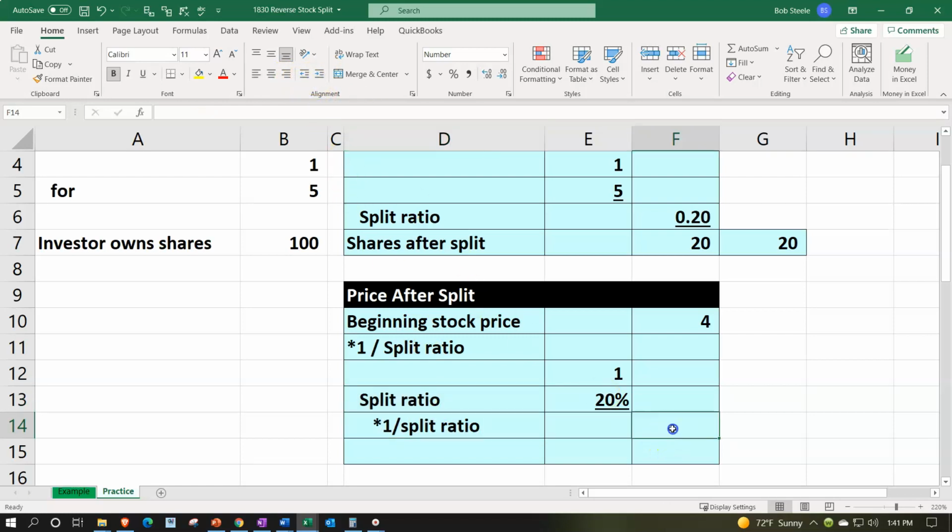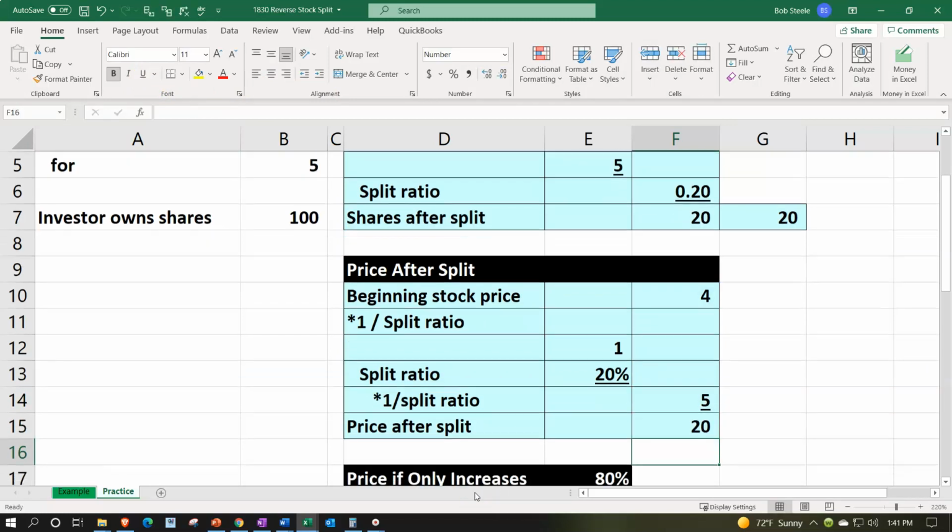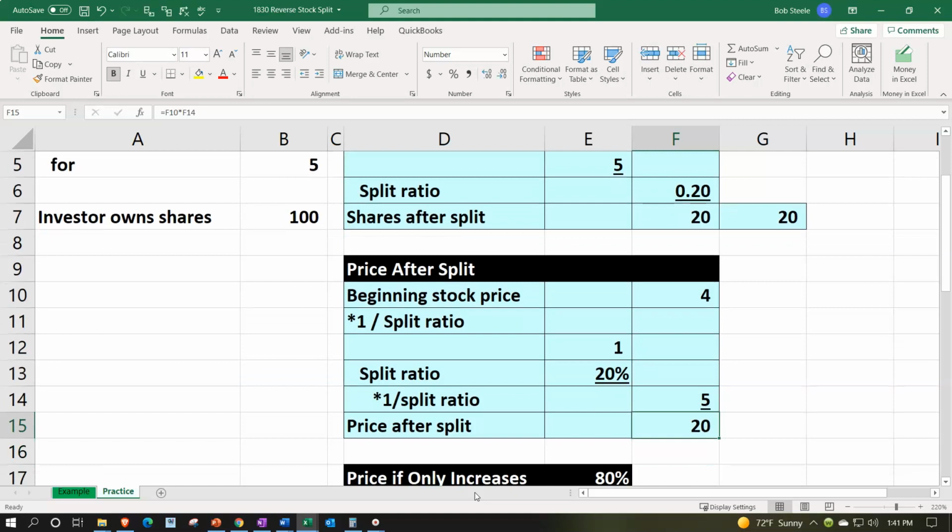And then we're going to say that that's going to be equal to 1 divided by the 20%, or 5. So now we've got the 5, and that's going to give us our price after split. That's going to be even, right? That's an even 5. We're going to underline it, font group and underline, and that's going to give us the 4 at the starting point times the 5, or 20. So we would expect then to be at a price of 20, given the fact, again, that nothing else changed.